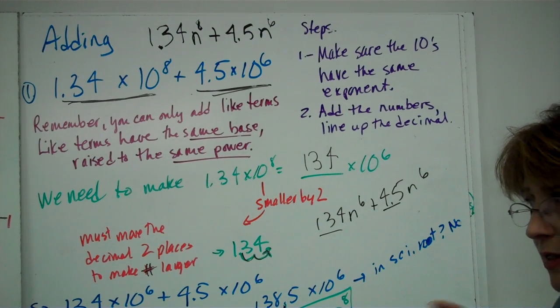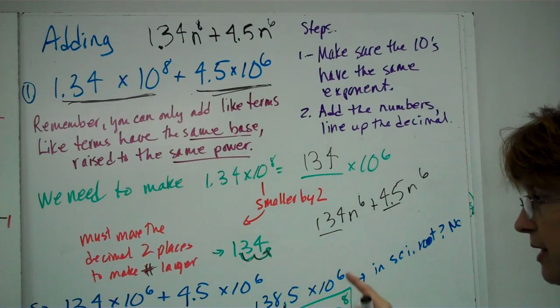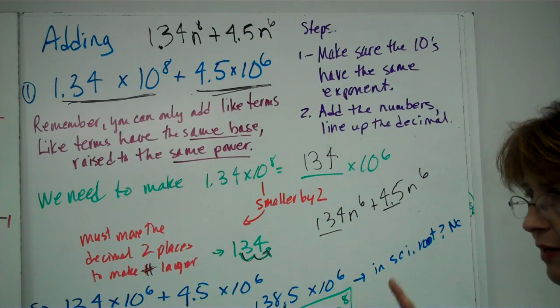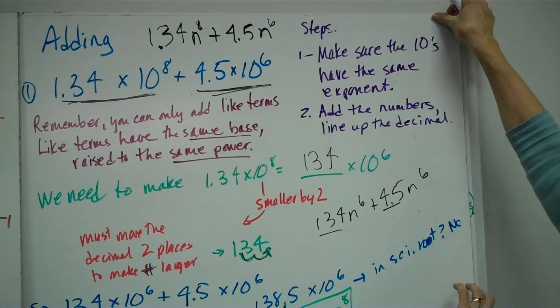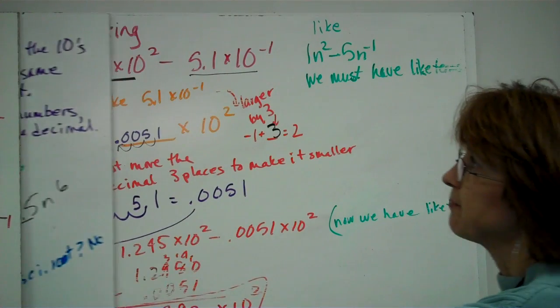So you might want to stop and rewind and make sure you go over that part, because that part at the end can be tricky, and you have to make sure you balance it out. Okay, now we're going to subtract.